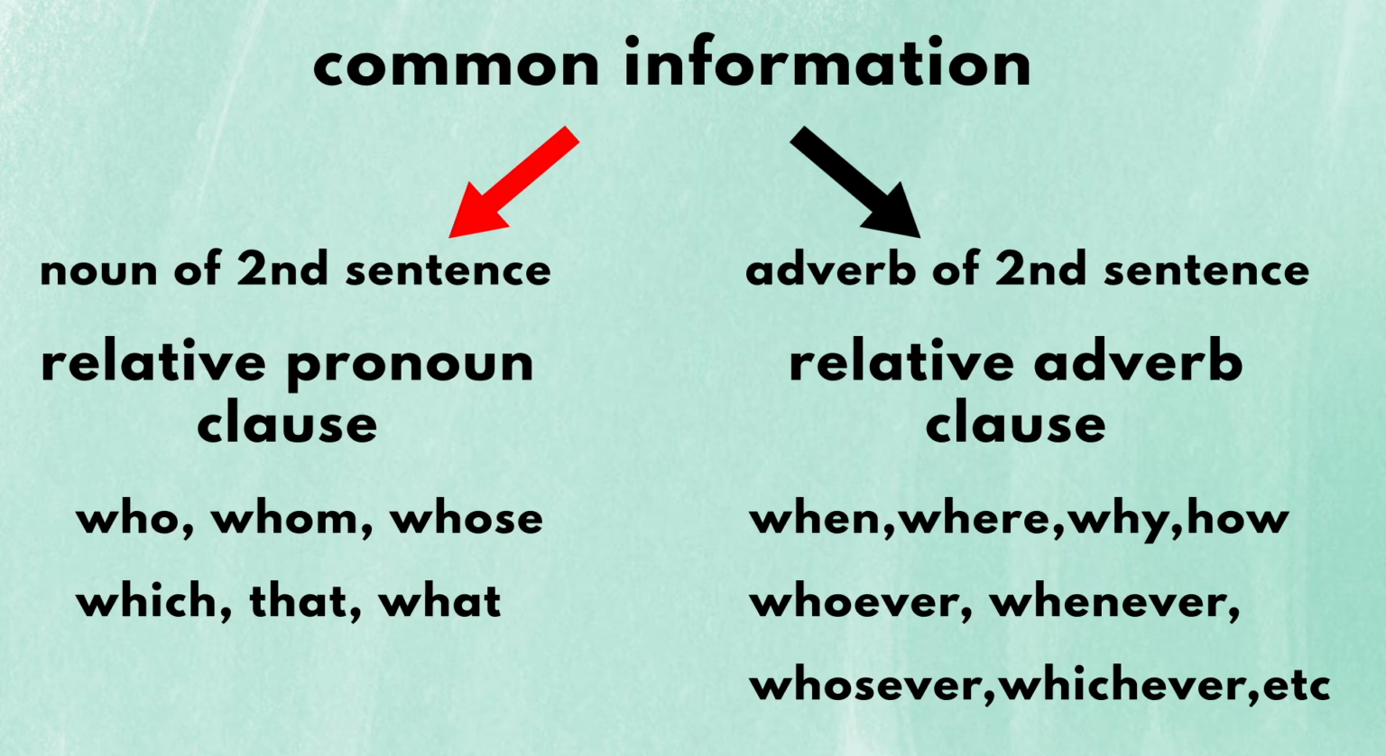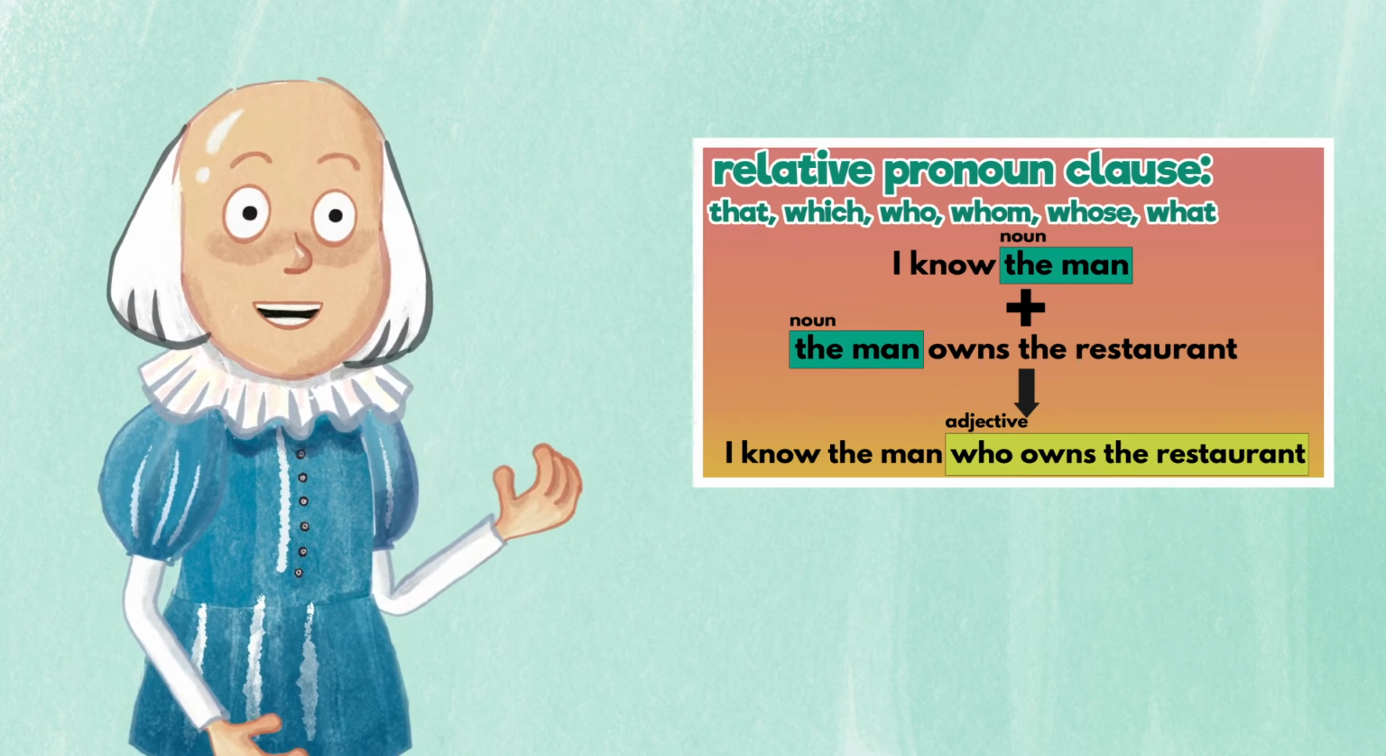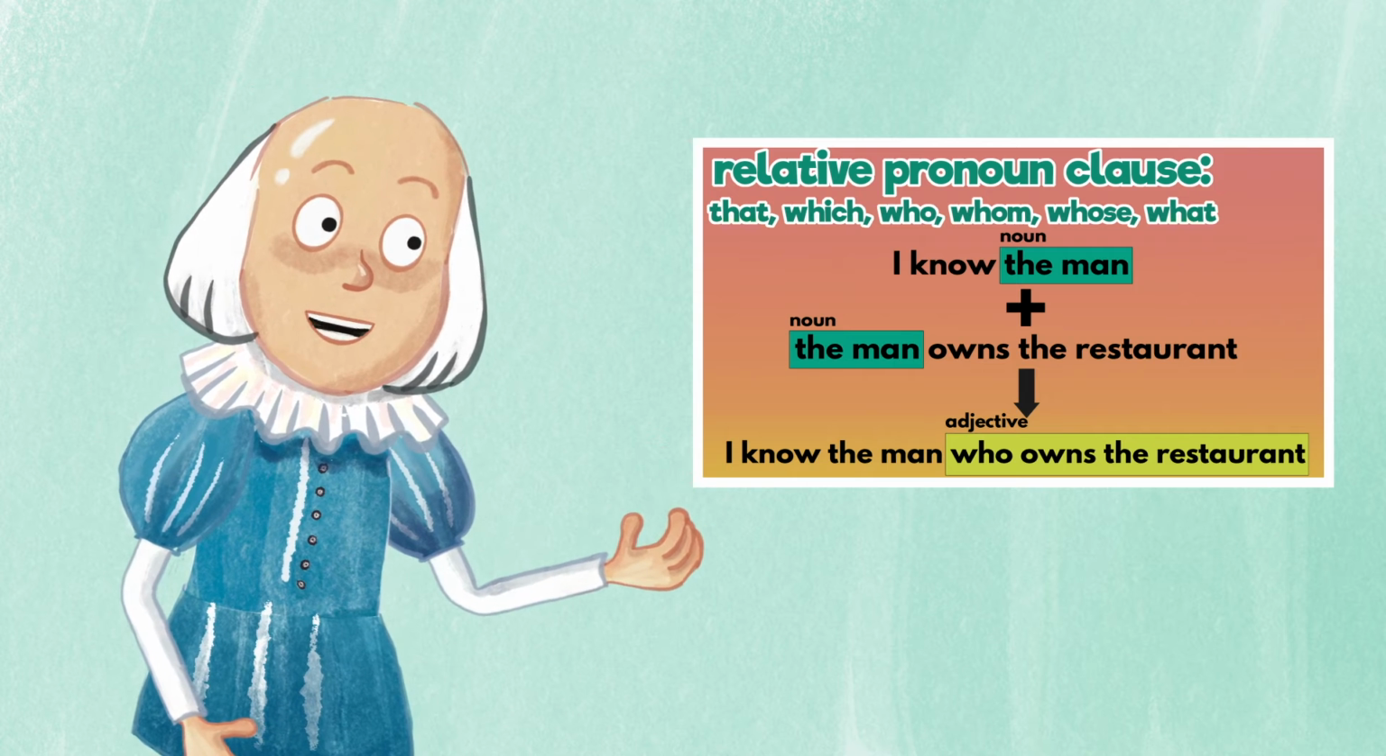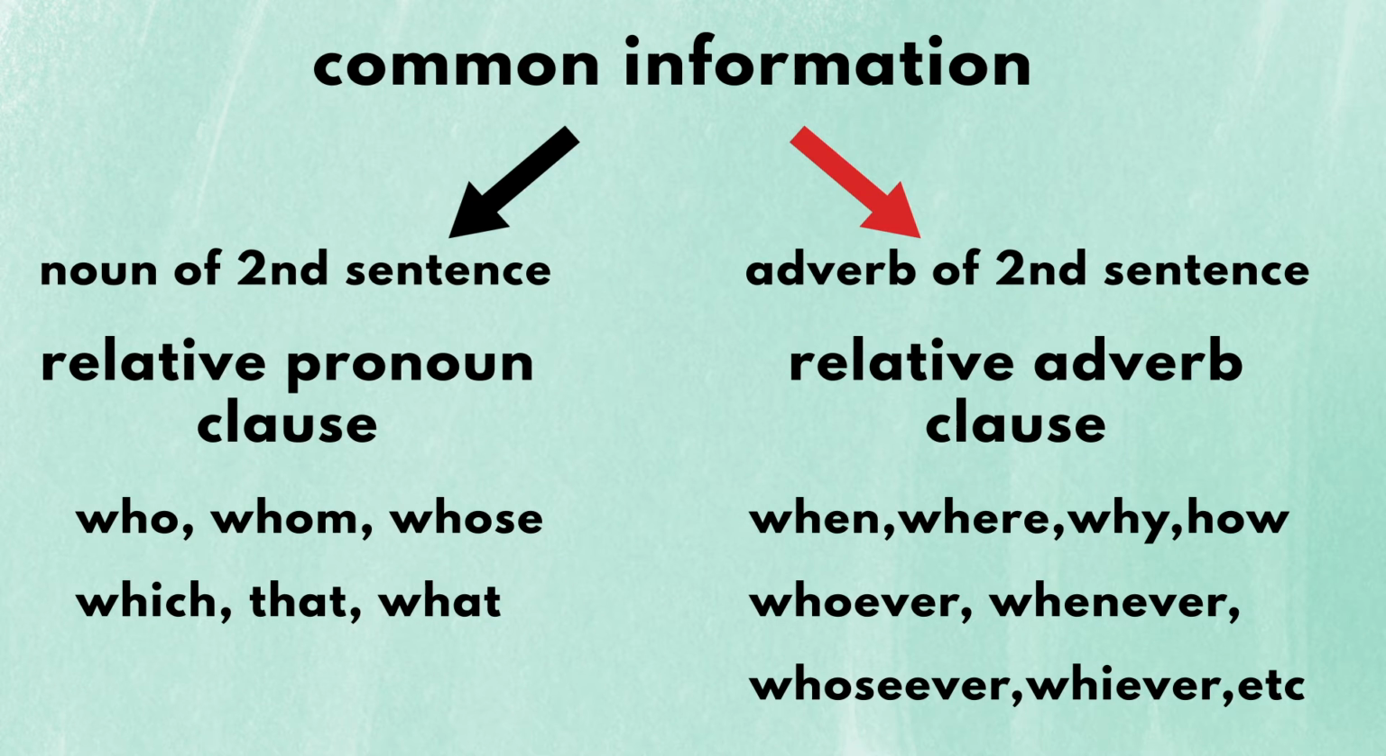If the common information was in the noun position of the second sentence, the relative clause is called a relative pronoun clause. If the common information was in the adverb position of the second sentence, the relative clause is called the relative adverb clause. If you want to learn about the relative pronoun clause, check out this video. In this video, however, we're going to talk about relative adverb clauses.